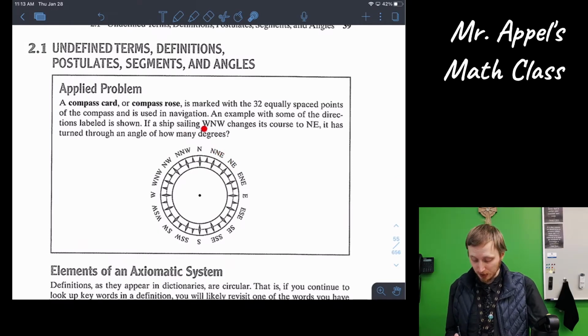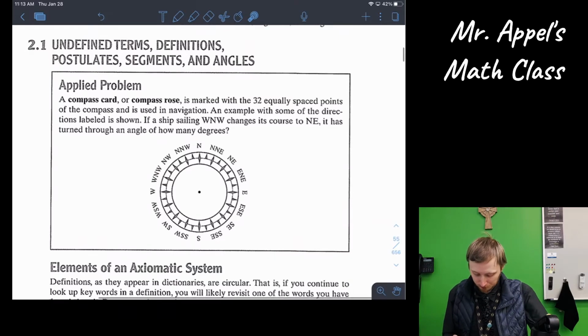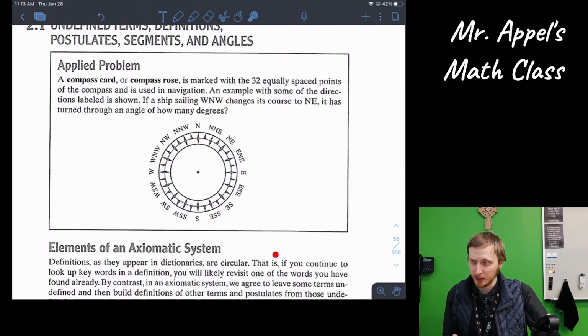If a ship sailing west by northwest changes its course to northeast, it has turned through an angle of how many degrees? From west, northwest, so from here to northeast. So what is the angle between those directions? We'll come back to that at the end.